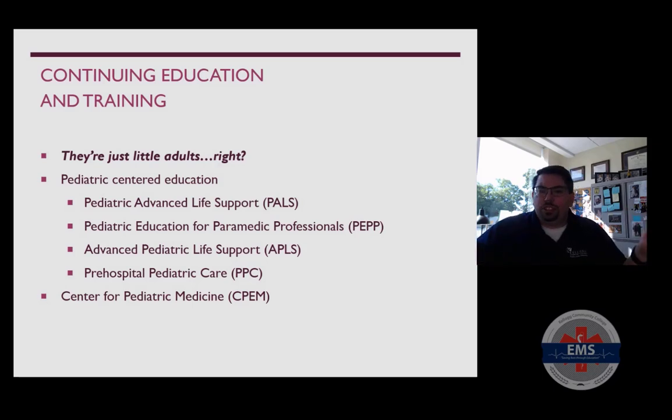We always say, they're just little adults, right? No, that's not the case. The pediatric-centered education that you're going to receive is going to be crucial, not only in your initial education, but in your long-term career. Are you maintaining a good working knowledge of pediatrics? The MyPeers study showed us that about 50% of the time, or maybe even over 50% of the time, paramedics are inappropriately dosing medications for pediatric patients.